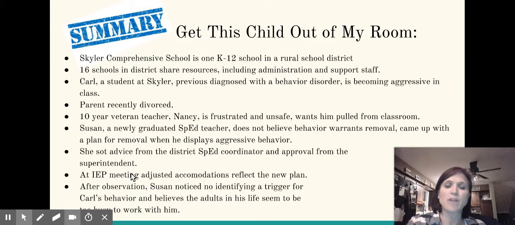Susan, who is a newly graduated special education teacher, does not believe that the behavior warrants removal and has come up with a plan that when he displays aggressive behavior, he will be removed from the classroom. While making this plan, she sought advice from the district special education coordinator and approval from the superintendent. At the IEP meeting, they adjusted the accommodations to meet the new plan, and after which Susan went in and did some observations and noticed that there wasn't any identifying trigger for Carl's behavior, but she does believe that the adults in his life seem to be too busy to work with him.